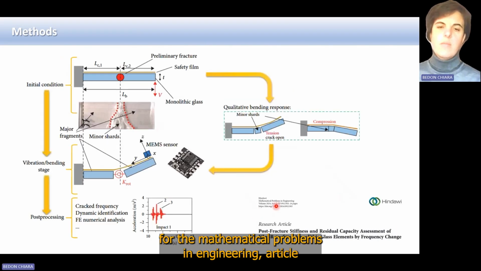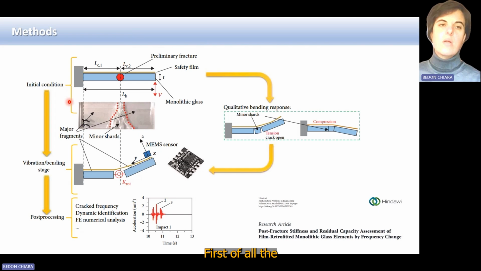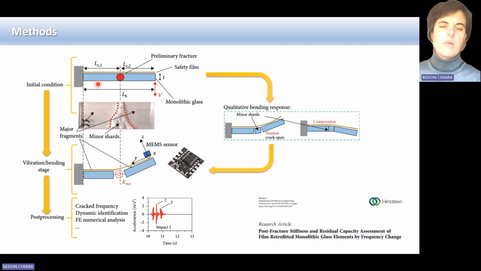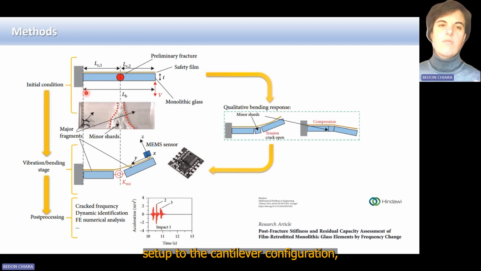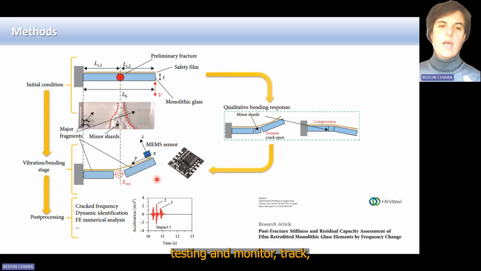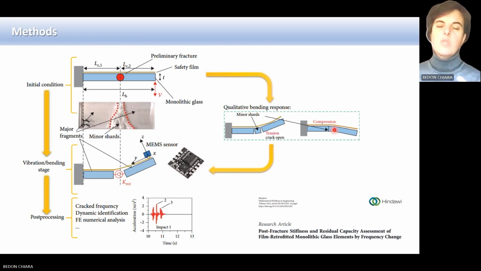In the second case, for the mathematical problems in the engineering article, we focused on a similar topic, but with some important variations. First of all, the boundary configuration. We moved from the simple support setup to the cantilever configuration, where also in this case, we wanted to break our specimen before testing and monitor, track, quantify, and assess the residual capacity under repeated vibrations and repeated bending responses.